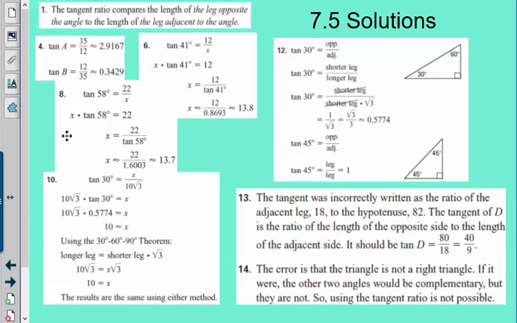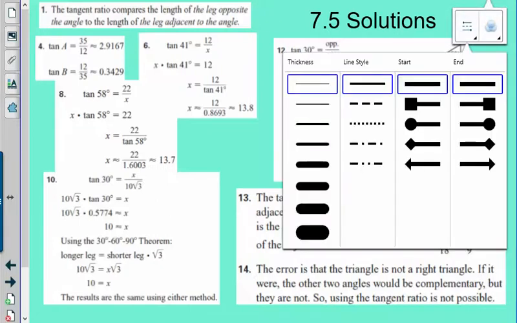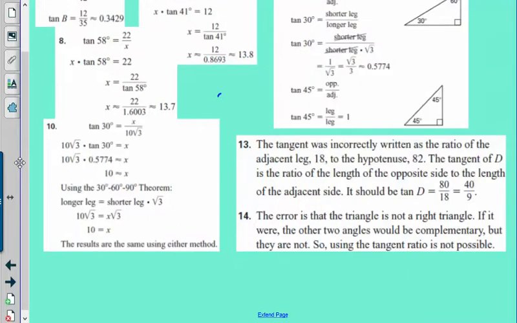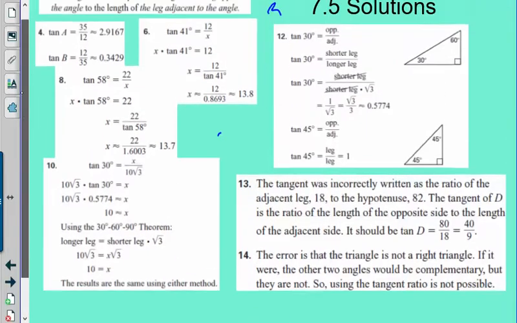All right, we are back with 7.6 today. We're going to be working with sine and cosine. So yesterday you worked with tangent ratio, comparing the opposite leg to the adjacent leg. And today we're going to incorporate the hypotenuse for sine and cosine.